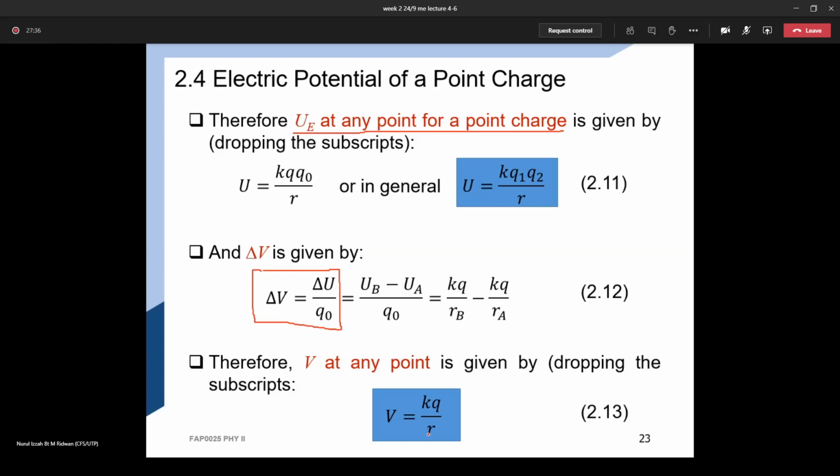The other thing that I want you to highlight is that U and V are not vectors. So you don't need to justify the direction at all. Listen here carefully, highlight this part, write in your notes. U and V are not vectors.